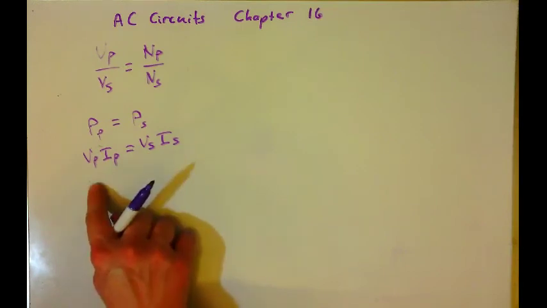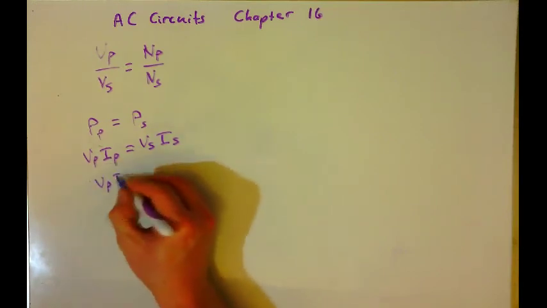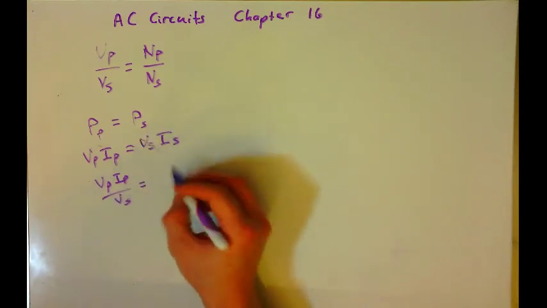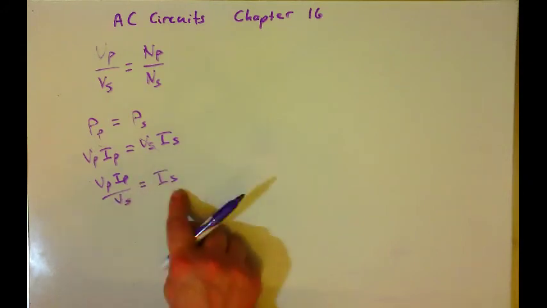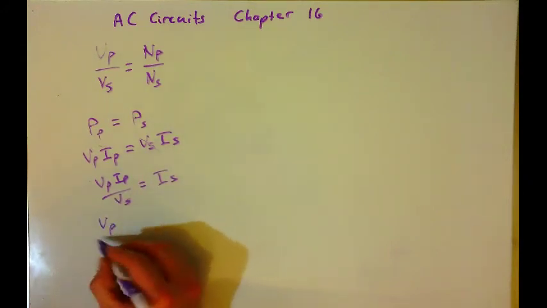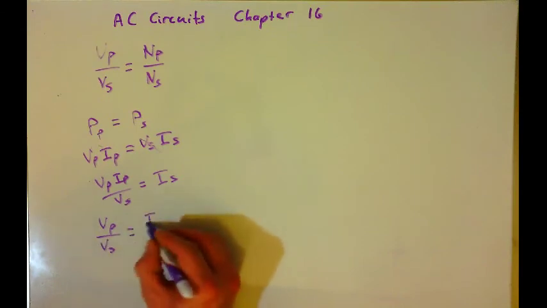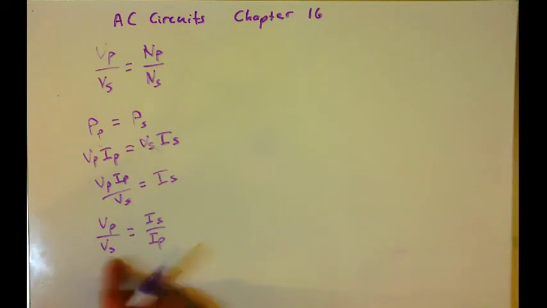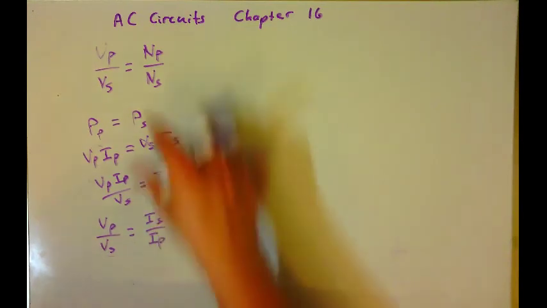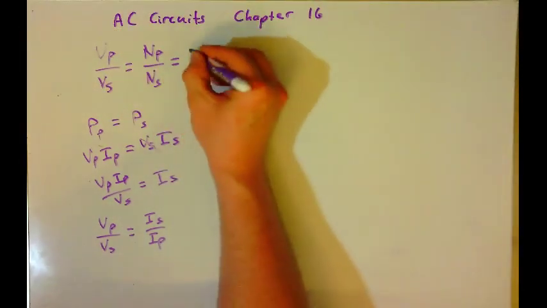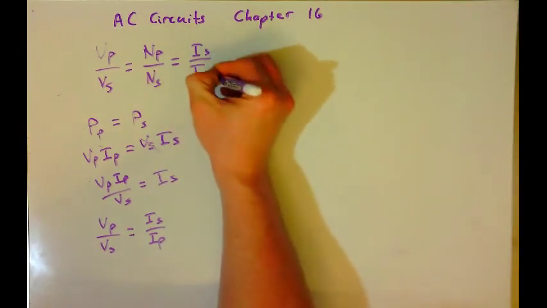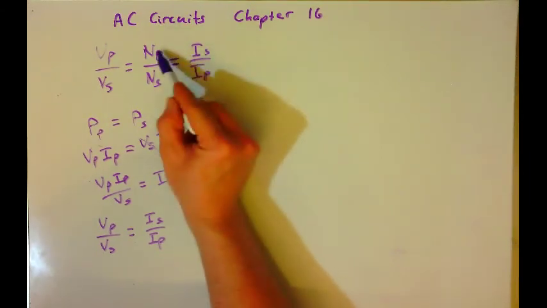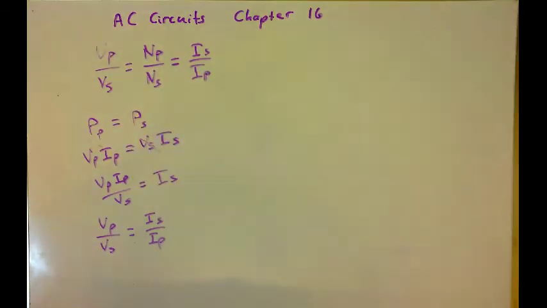Now, if I divide both sides by Vs, I'll get Vp Ip over Vs. Over here, when I divide by Vs, it cancels. We get Is. And then if I divide both sides by Ip, we get Vp over Vs equals Is over Ip. And since Vp over Vs is equal to Np over Ns, then Np over Ns must also be equal to Is over Ip. And so this shows that the turns ratio has sort of an inverse relationship to current, whereas it has more of a direct relationship to voltage.